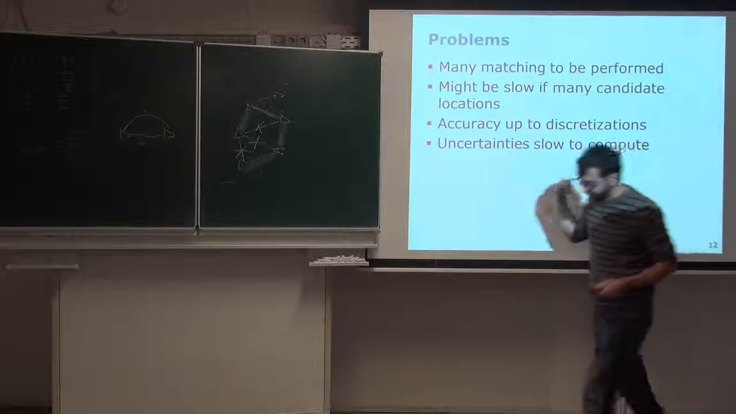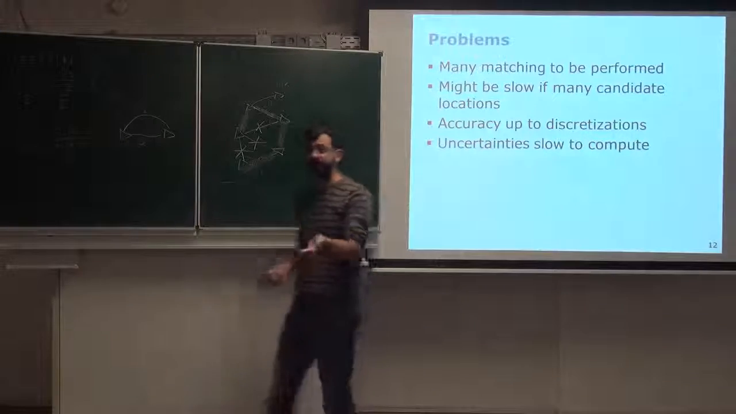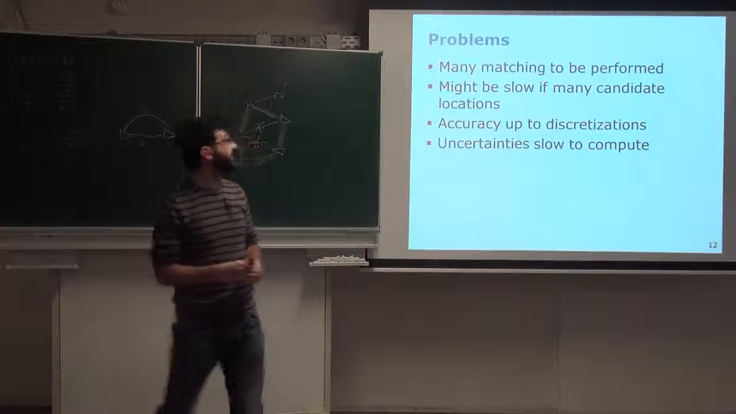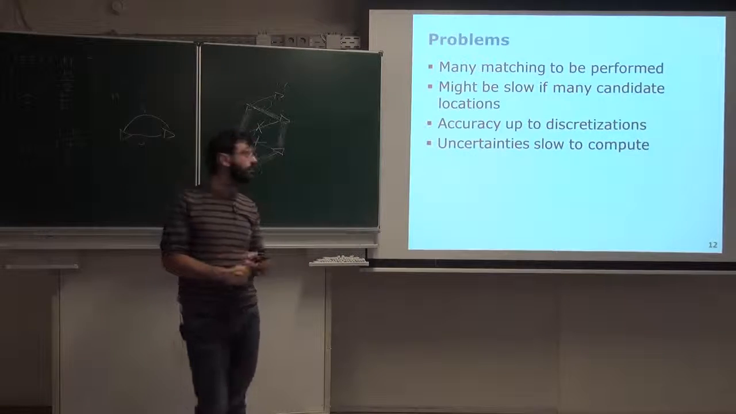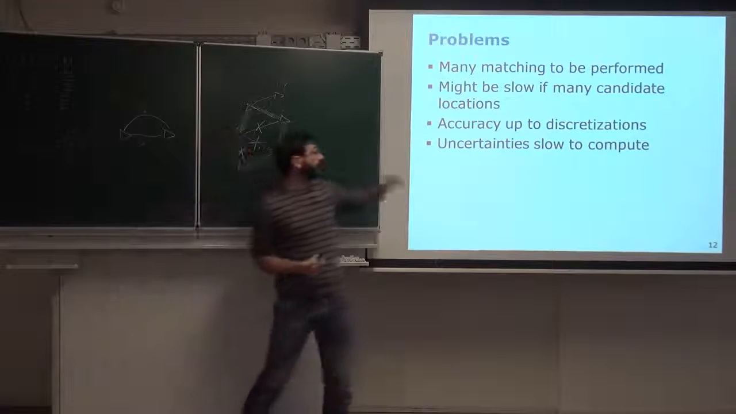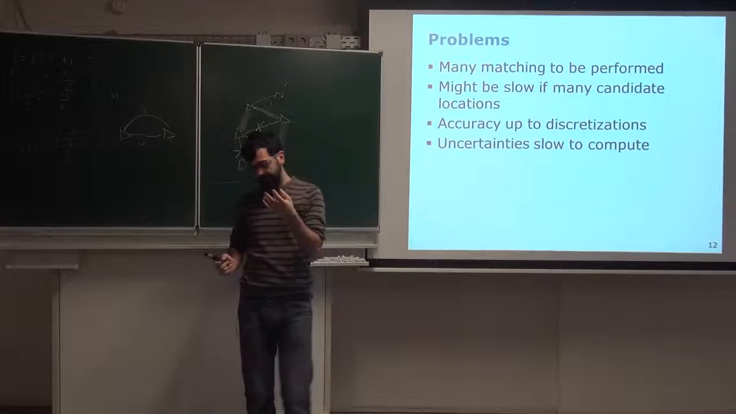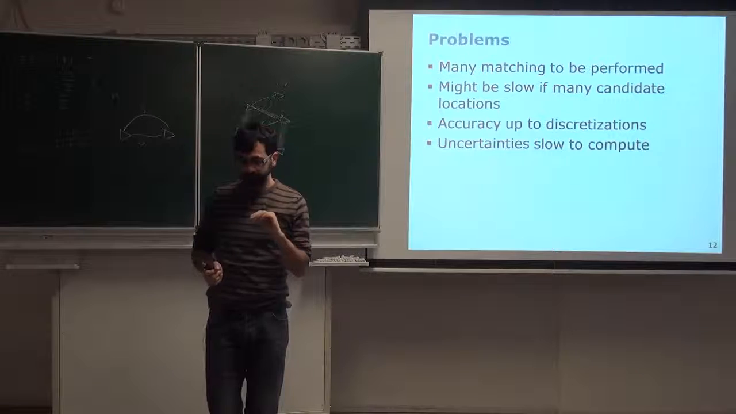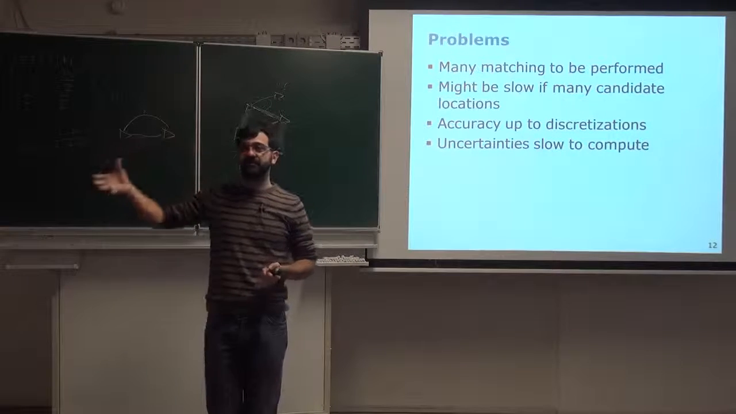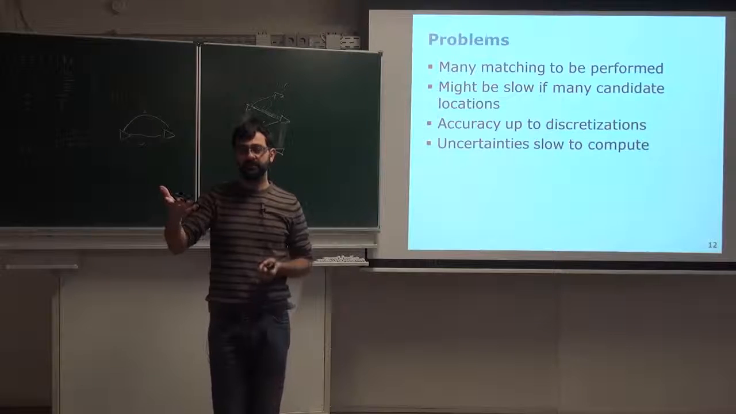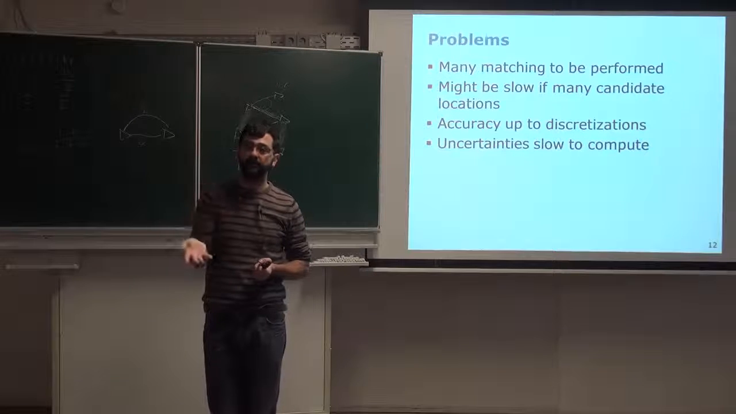So one of the problems, of course, comes from this trade-off. The fact that you need to do a lot of matches, and if you cannot do them in parallel, it might be very slow. If the accuracy is actually low with respect to the discretization, so the faster, the more coarse the discretization, the lower the accuracy.